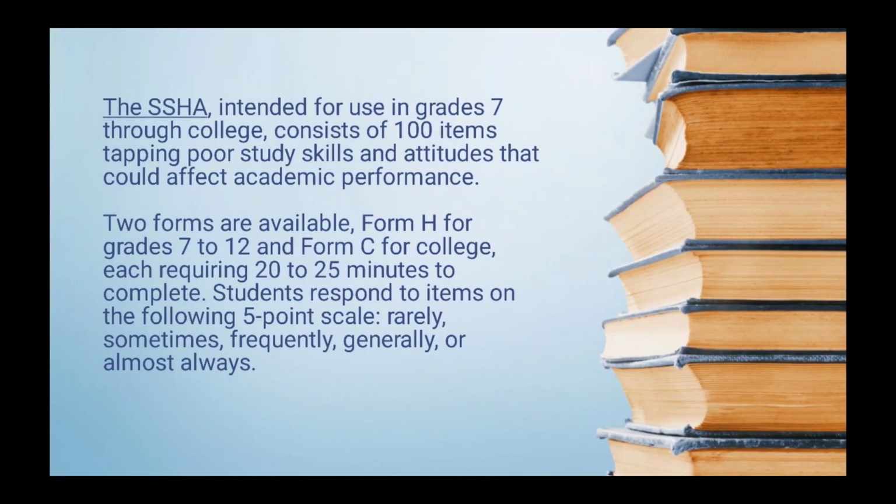The Survey of Study Habits and Attitude, intended for use in grade 7 through college, consists of 100 items tapping poor study skills and attitudes that could affect academic performance. There are two forms available: Form H for grades 7 to 12 and Form C for college, each requiring 20 to 25 minutes to complete. Students respond to items on the following 5-point scale: rarely, sometimes, frequently, generally, or almost always.